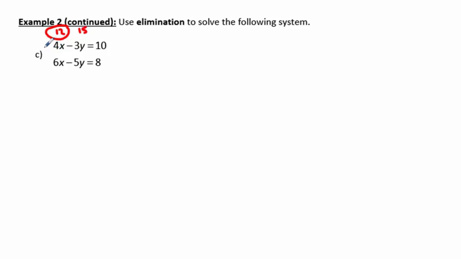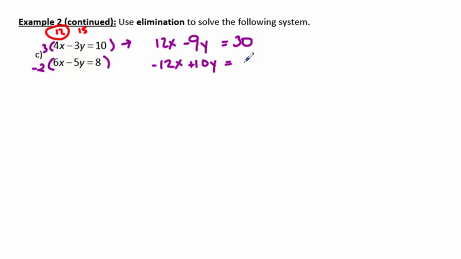I would multiply by 3 to get a 12 in the first equation, and by 2 to get a 12 in the second equation. That would give us positive 12, so we need to make sure that one of those is negative to give us one positive 12 and one negative 12. The top equation becomes 3 times 4 is 12x, minus 3 times 3 is 9y, equals 3 times 10 is 30. Second equation, negative 2 times 6 is negative 12x, negative 2 times negative 5 is positive 10y, and negative 2 times 8 is negative 16.